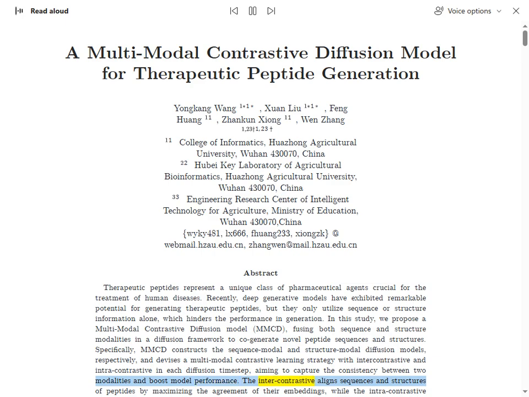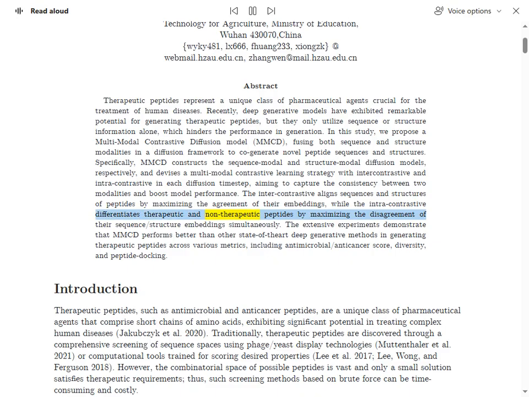The intermodal contrastive aligns sequences and structures of peptides by maximizing the agreement of their embeddings, while the intramodal contrastive differentiates therapeutic and non-therapeutic peptides by maximizing the disagreement of their sequence/structure embeddings simultaneously. The extensive experiments demonstrate that MMCD performs better than other state-of-the-art deep generative methods in generating therapeutic peptides across various metrics, including antimicrobial/anticancer score, diversity, and peptide docking.